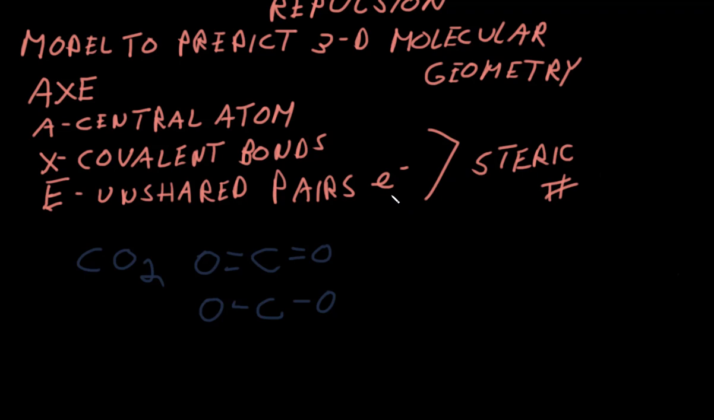And if we were to write this in the AXE method, A would be the central atom, and X, the number of covalent bonds, would be X with a subscript of 2. This would be a linear model, so it takes the general form of AX2.